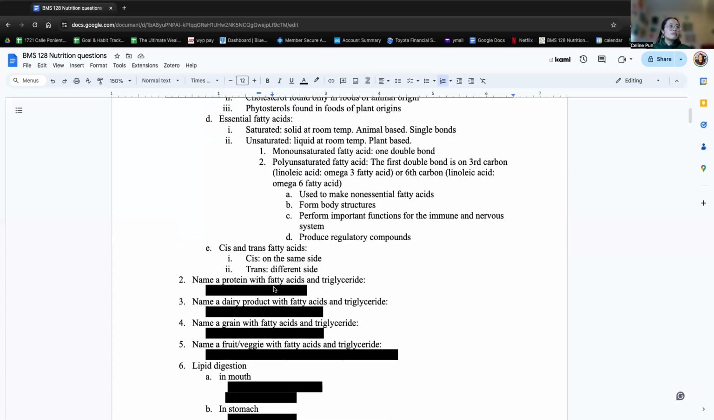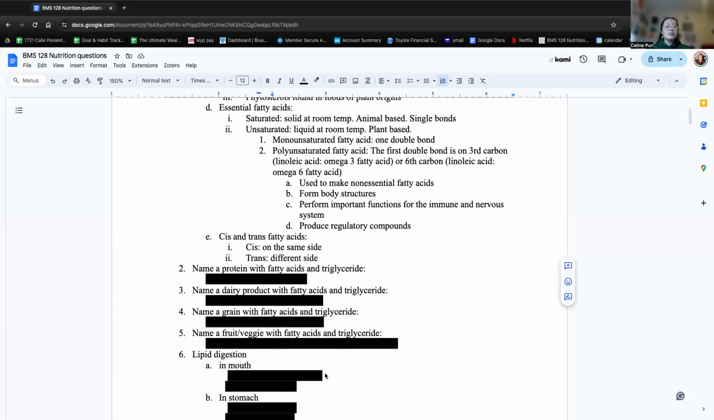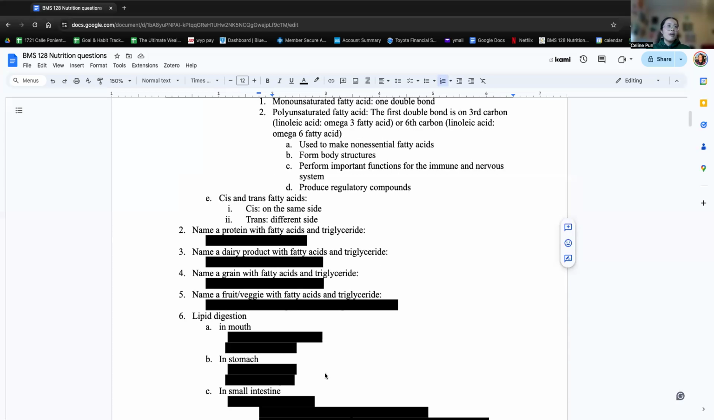So, this part I thought was really fun, when we were learning about different food groups that have fatty acids and triglycerides. Sometimes when you see those food plates and food pyramids, it has its own section for fats, like lipids. But it's in everything. There are lipids in everything. Fatty acids and triglycerides are in proteins and dairy products and grains and fruits and vegetables, but it's not talked about.